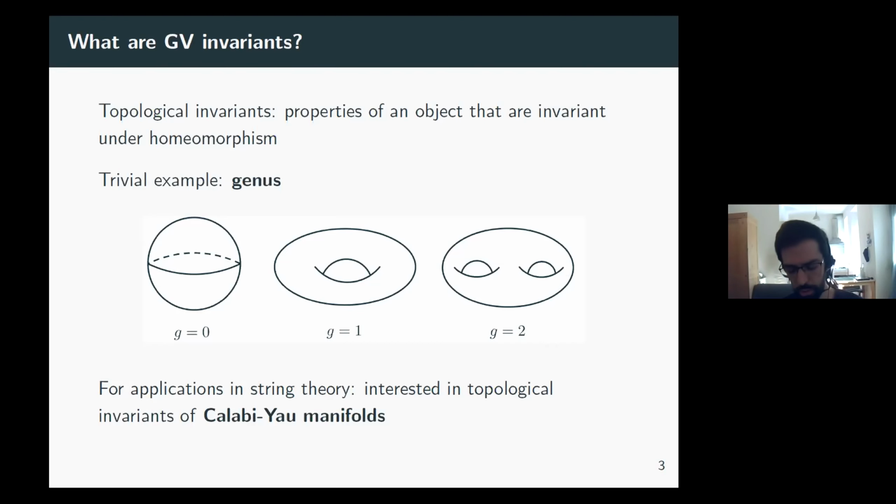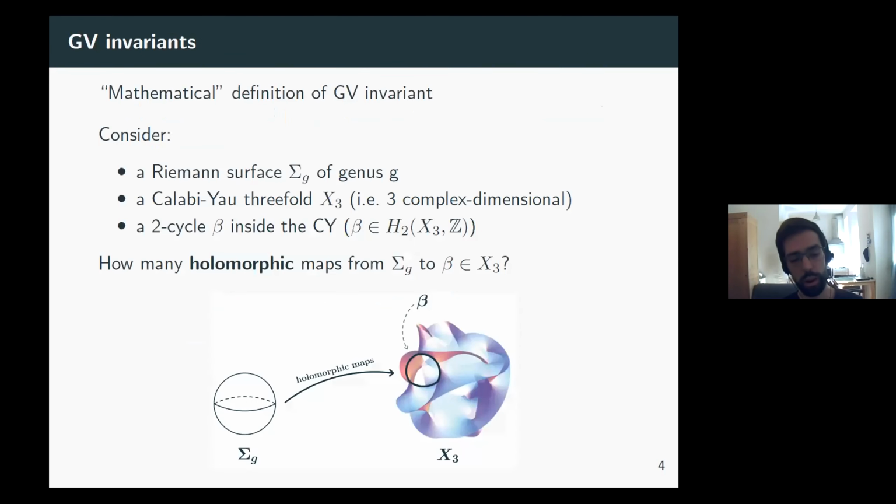invariants are. So just to give you a rough mathematical definition of GV invariant with no claim for precision, we can consider the following. A Riemann surface, Sigma_g, of some genus g, a Calabi-Yau threefold, X_3, meaning that it is 3 complex dimensional, and a 2-cycle beta inside this Calabi-Yau, belonging to this homology class. The question now is, how many of these holomorphic maps can we build from the Riemann surface Sigma_g to the 2-cycle beta inside the Calabi-Yau X_3?